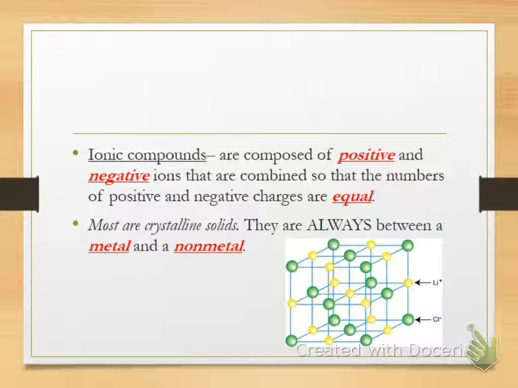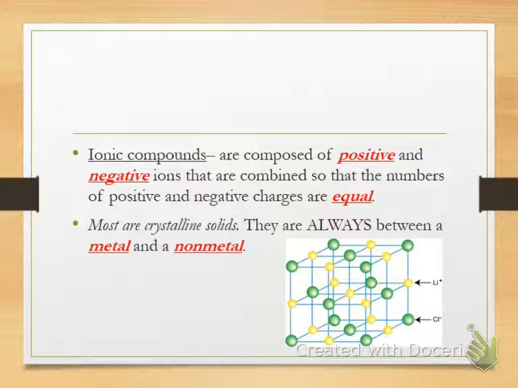So ionic compounds are composed of positive and negative ions that are combined so that the numbers of the charges are equal. So your positives and your negatives have to cancel each other out. And what are the positive ions called? Okay. All right. Most of these are crystalline solids. And it says always, but that's not true. Say most always. Add that most in there. They are most always between a metal and a nonmetal. In chemistry, there's always an exception, right? Very rarely will I say always, because there's usually some sort of exception.